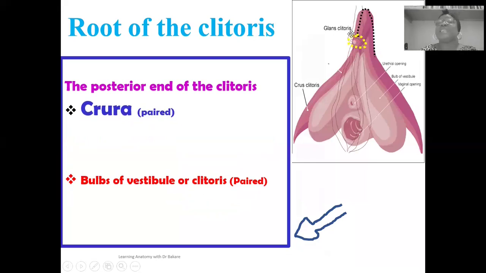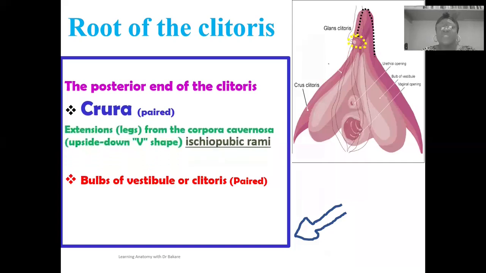The sub-region that is next to it, carved out here in dotted black, is the body or the shaft of the clitoris. The remaining region downwards here is where we have the root of the clitoris. We see that this root is made up of two substructures. We have the cura and also the bulb.